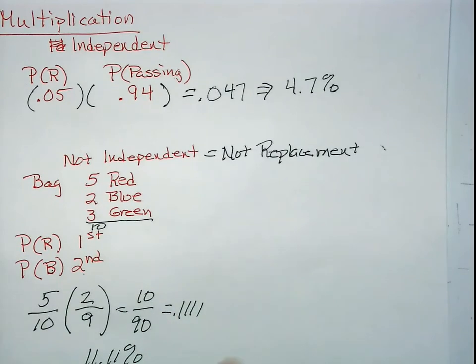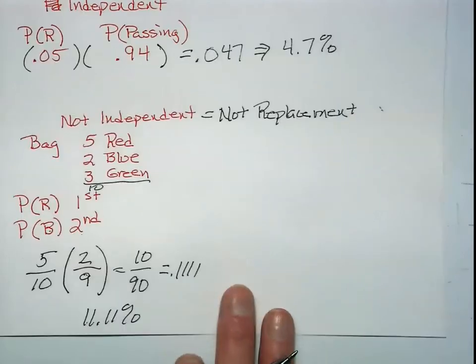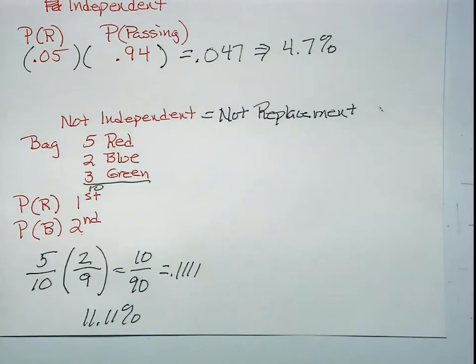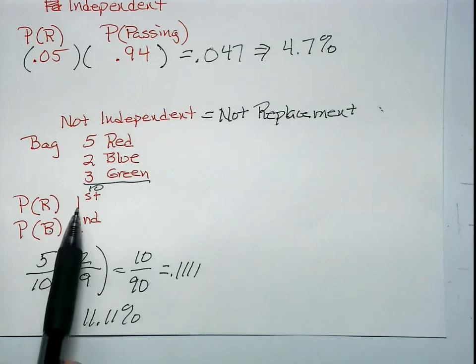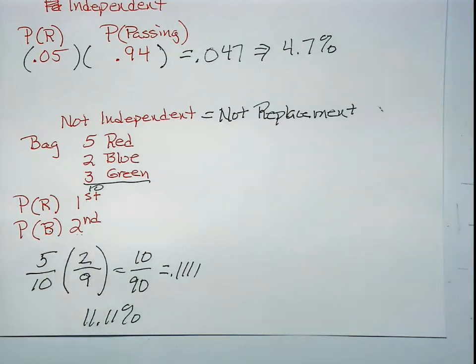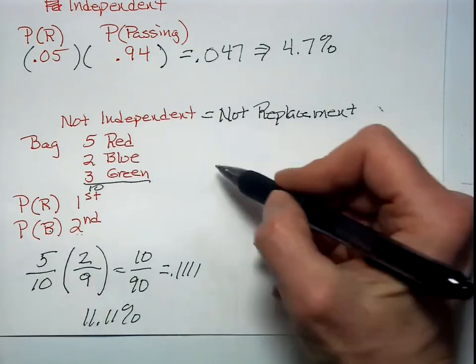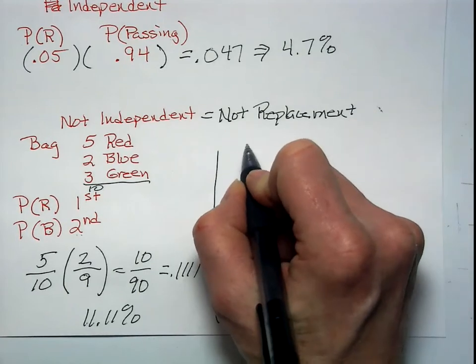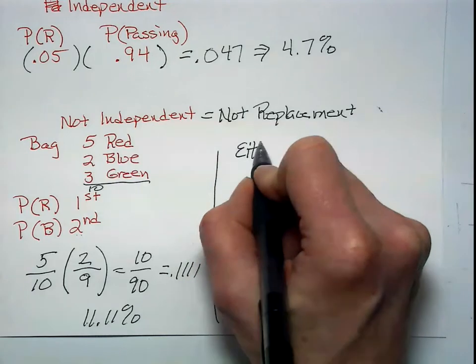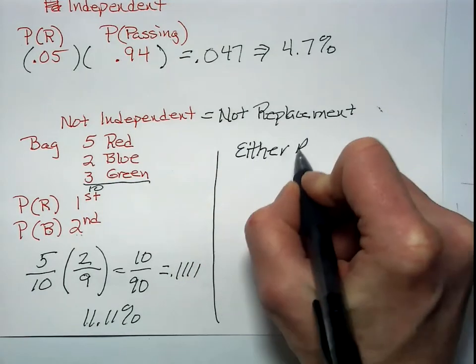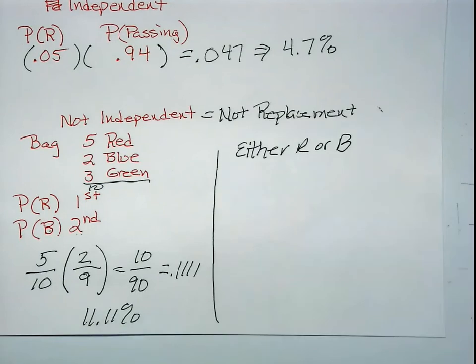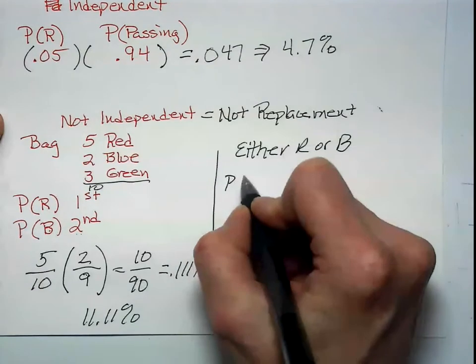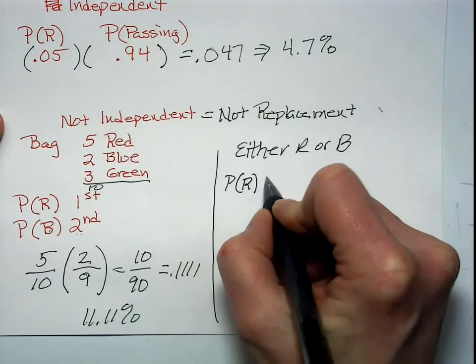Now I'd like to show you an example that kind of combines both of them. In this example, remember, I had to choose a red one first and I had to choose a blue one second. Now I am going to get either a red or a blue. I don't care about order. So that probability, I can get the probability of getting a red first and then a blue.